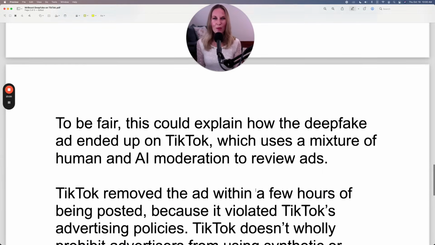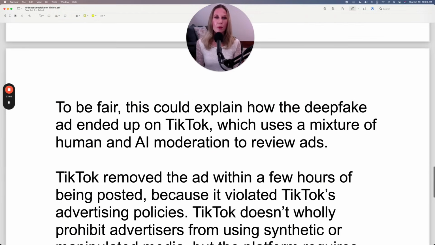Let's continue. To be fair, this could explain how the deepfake ad ended up on TikTok. So again, ended up, this is the final place of the ad on TikTok, which uses a mixture of human and AI moderation to review ads. So here, to be fair, because originally it sounds like, well, how did this happen? Why did this fake, illegal, fraudulent ad end up on TikTok?